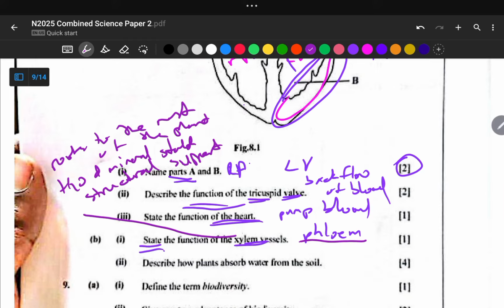So the phloem are used in what we call translocation. So what is translocation? The transportation of sugars, mainly sucrose, and other nutrients made in the leaf during photosynthesis to the parts where they are being stored, right? That's translocation. Are we together, guys? So you should know the functions of the xylem and the functions of the phloem.